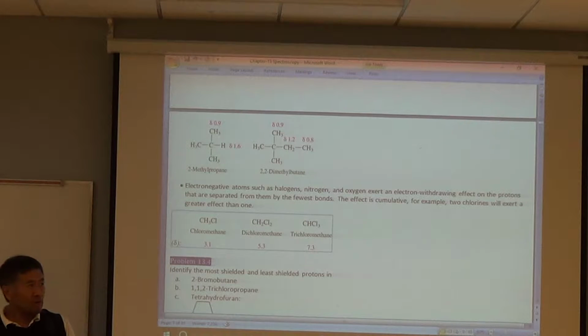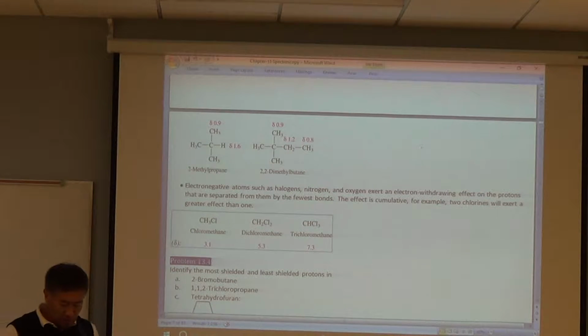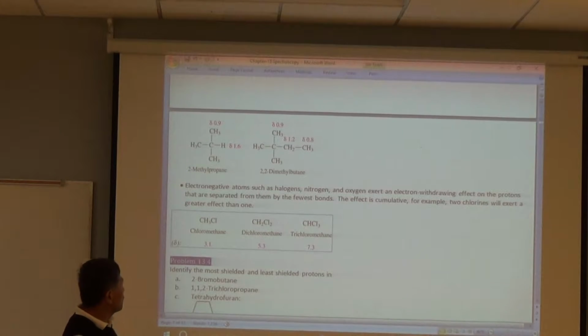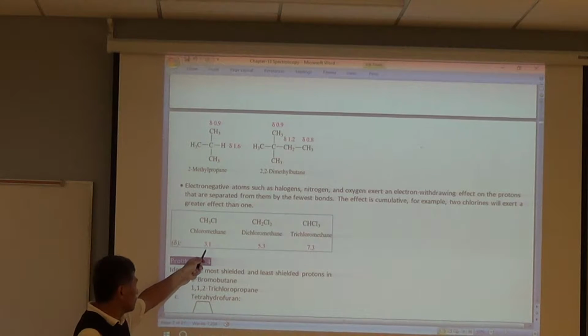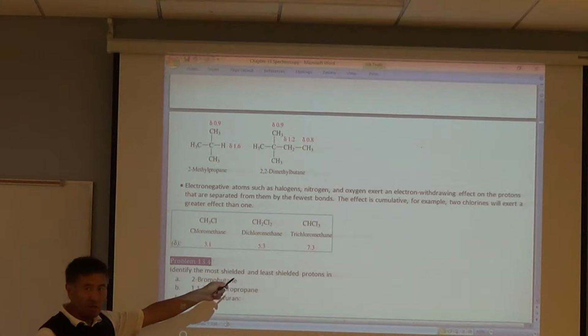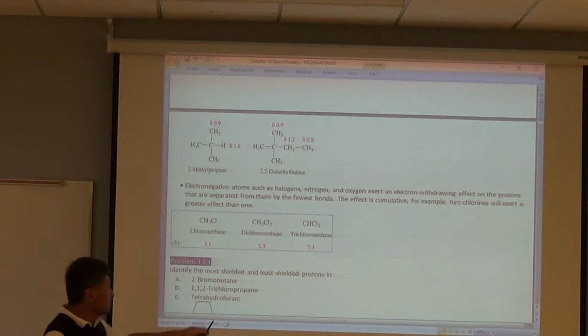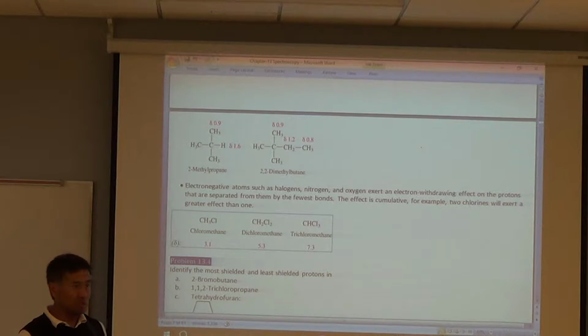And the effect of the electronegativity is also cumulative. If you have a CH3 and a Cl, with only 1 electronegative Cl, your delta is small, 3.1. As you put on more and more Cl, more electronegative atoms, your delta gets larger and larger because it is getting more and more deshielded.